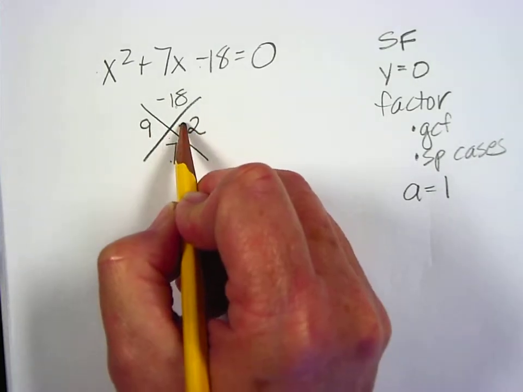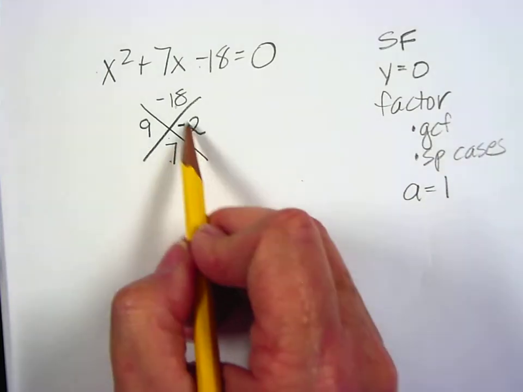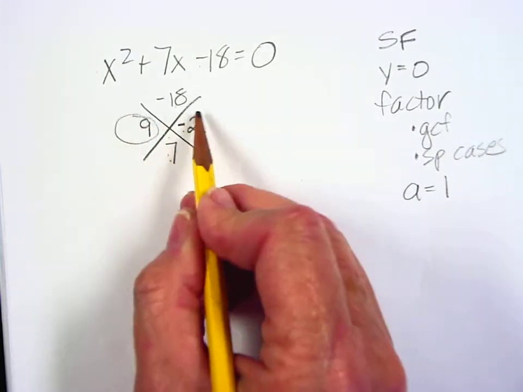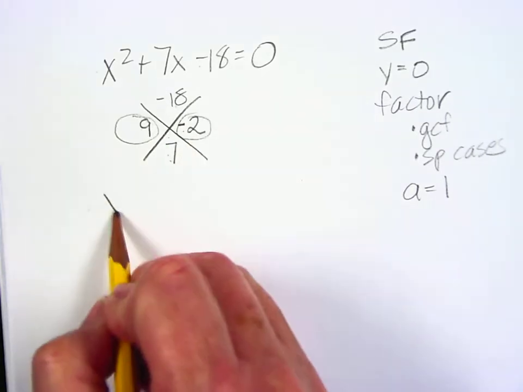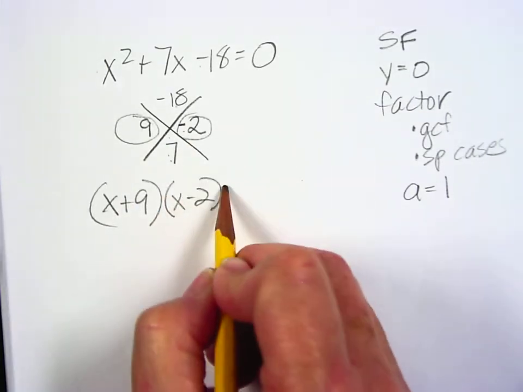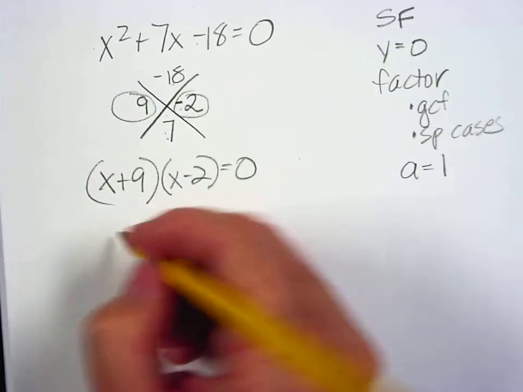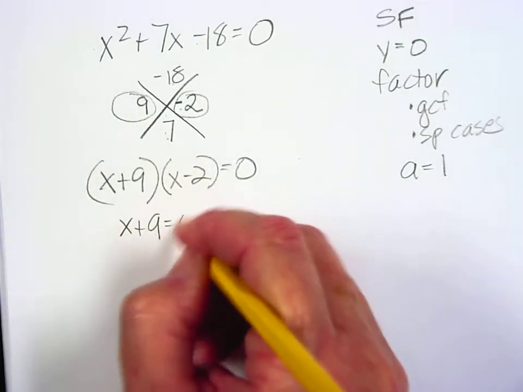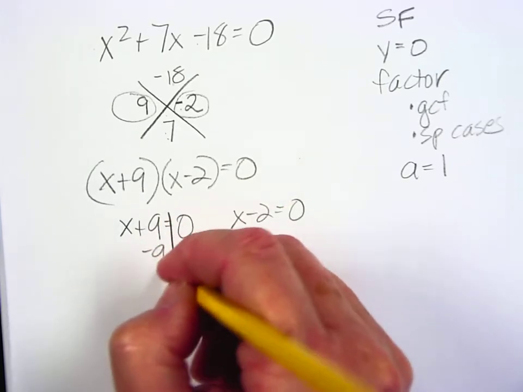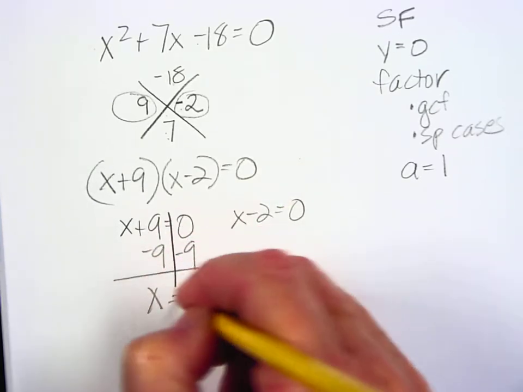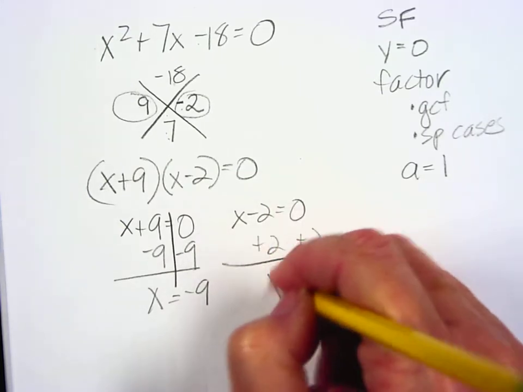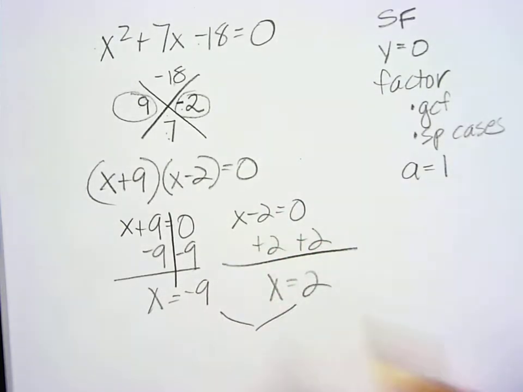And my 2 is going to be negative. Their product is negative 18. Their sum is 7. So your two factors will be x plus 9, x minus 2 equals 0. Zero product property. X plus 9 is 0. X minus 2 is 0. Isolate the variable here. There's your two solutions.